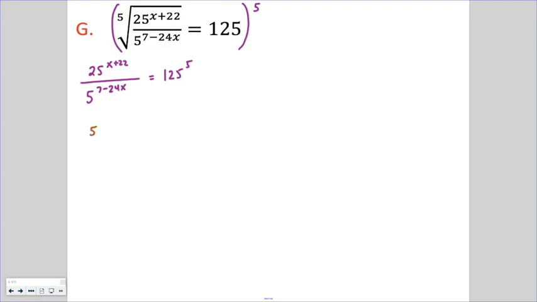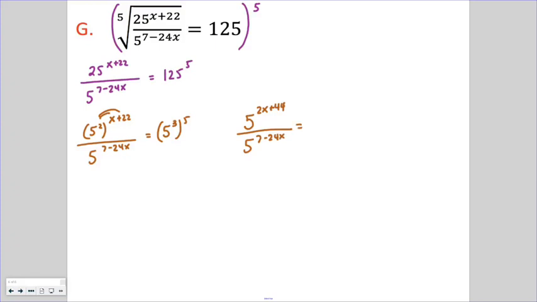So 25 is 5 squared. Remember, that whole thing is being raised to the power of x plus 22. And then in the denominator, we don't need to worry about simplifying anything. 125 is 5 cubed, and that's being raised to the power of 5 here. So what this becomes then, we remember to distribute that 2 to both of the terms there. In the numerator on the left-hand side, we get 5 to the 2x plus 44 over 5 to the 7 minus 24x. This is all equal to 5 to the 3 times 5, which is 15th power.